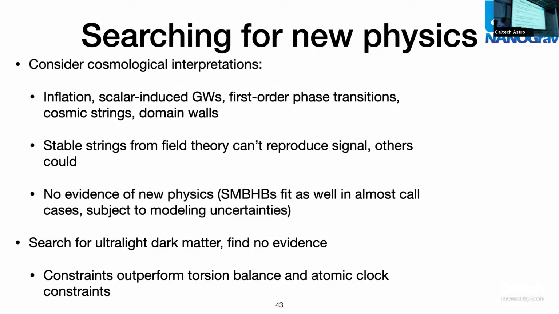But there's no evidence of new physics because the signal fits pretty much just as well as supermassive black hole binaries for all of these different models. They also search for ultralight dark matter, and they find no evidence of ultralight dark matter, but some of the constraints on those masses outperform other experiments.